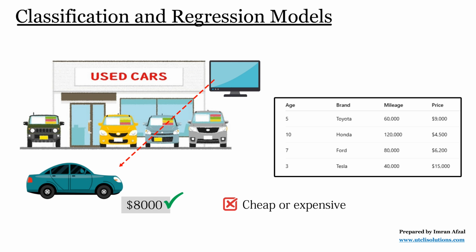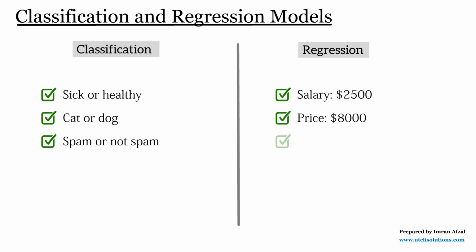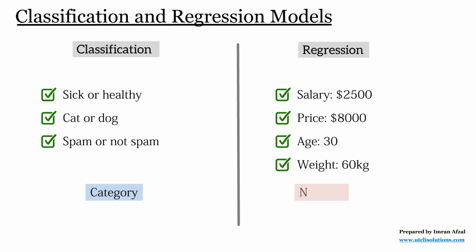So now we know that classification gives us a group name like sick or healthy, cat or dog, spam or not spam. The answer is a label, a tag, a class. On the other hand, regression gives us a number like salary, price, age, or weight. The answer is a value, not a name. This is the main difference between classification and regression. One gives a category, the other gives a number.